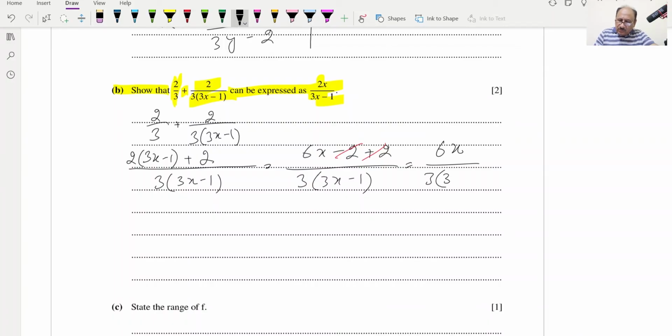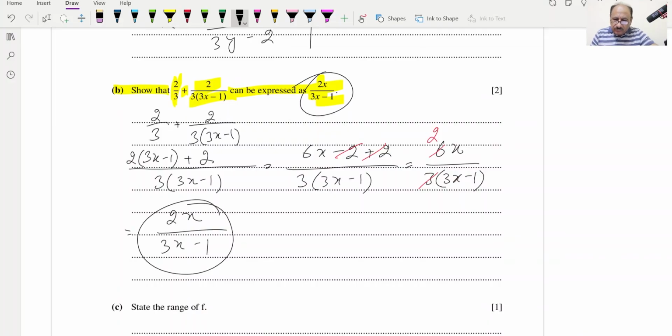over 3 into 3x minus 1, and now we can cancel this 3, so this will be 2, and the answer will be 2x over 3x minus 1. This is the format which was demanded, and this is the 2 mark part which we are done.